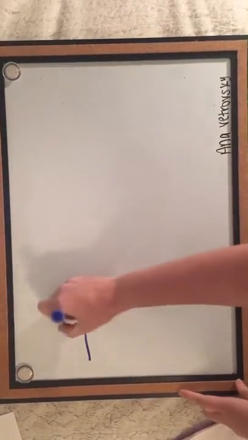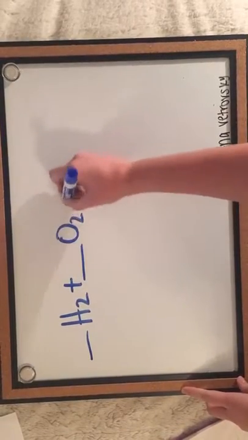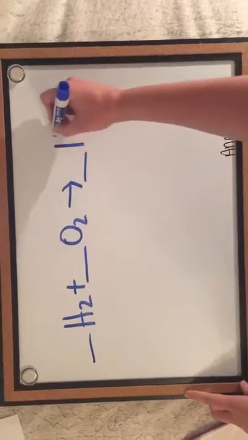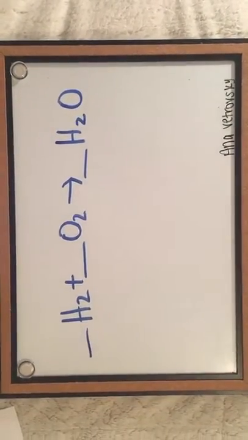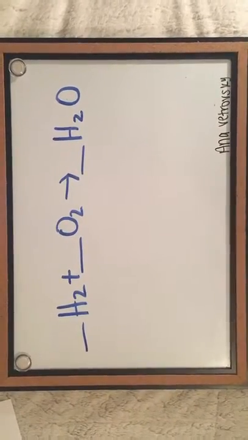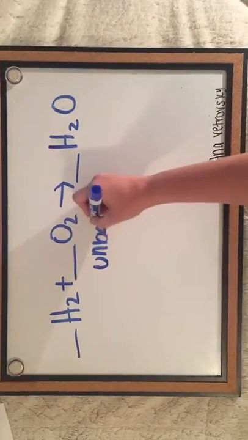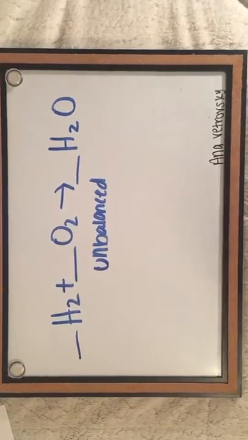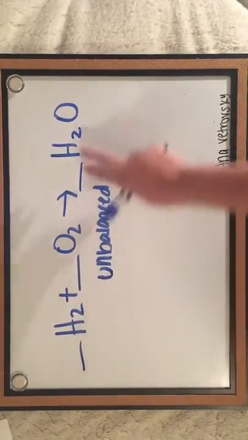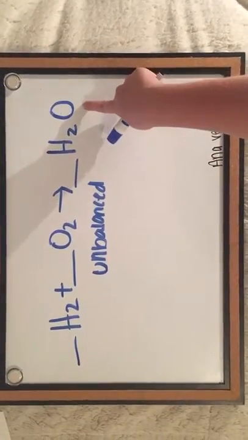Now let's balance the chemical equation. Now, is this equation balanced or unbalanced? It's unbalanced. It's unbalanced because there are two hydrogens over here, two oxygens over here, but only one oxygen over here.